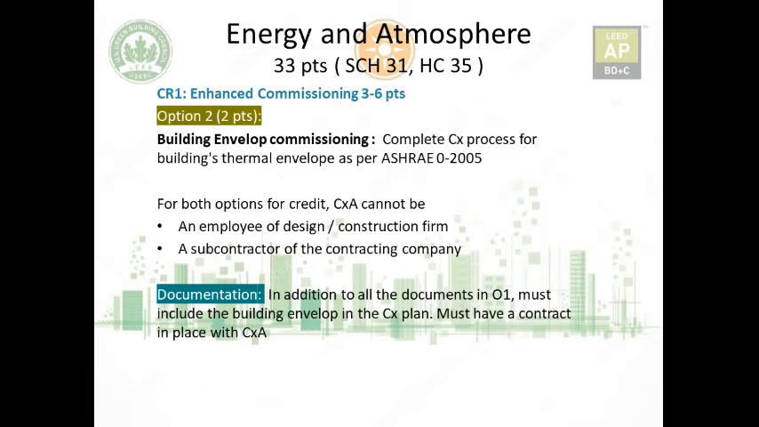For both options, for the credit, the commissioning agent cannot be, as I discussed in the prerequisite, someone with a conflict of interest. So the commissioning agent cannot be an employee of the design or construction firm, because if he designed the system and there is a flaw, there is a possibility that he will try to hide it and not expose it. And he cannot be a subcontractor of the contracting company, because he needs to get payment from the contracting company. They might play with each other. So it's an independent third party consultant or firm, and it should report directly to the owner.